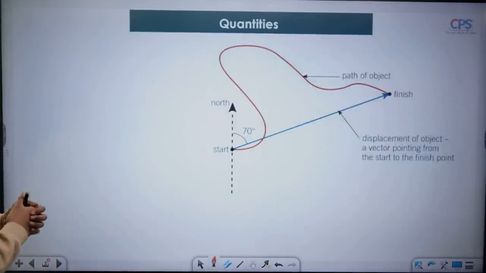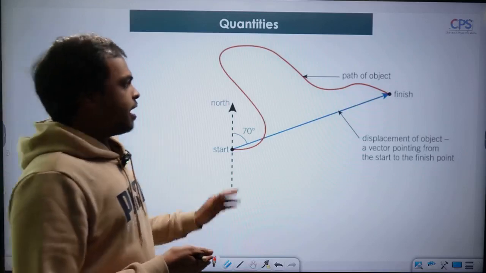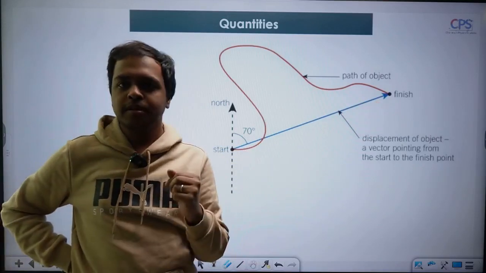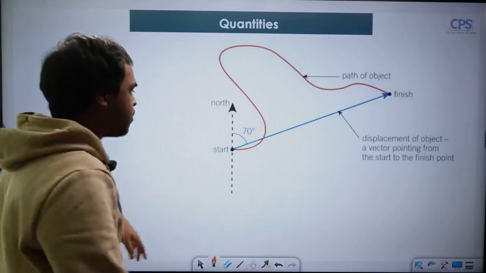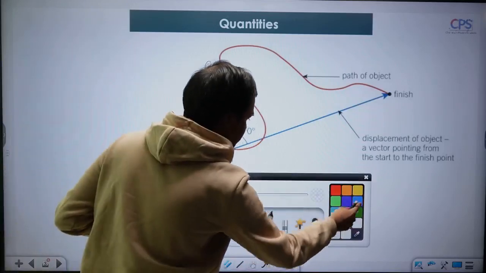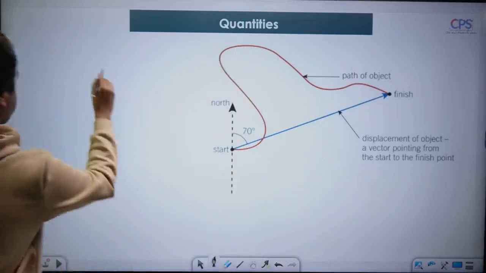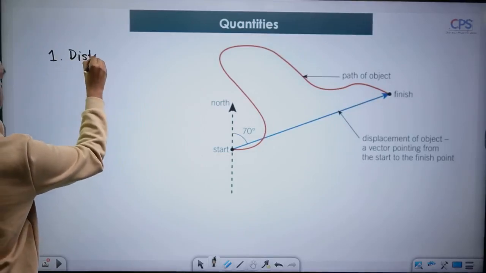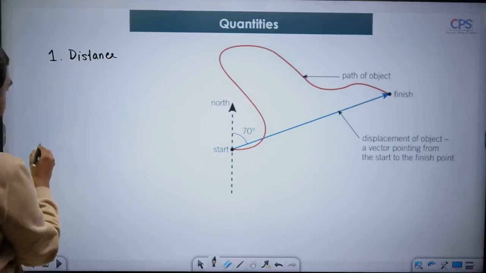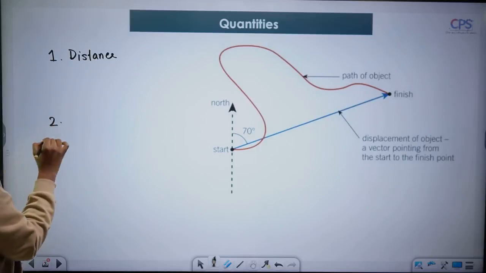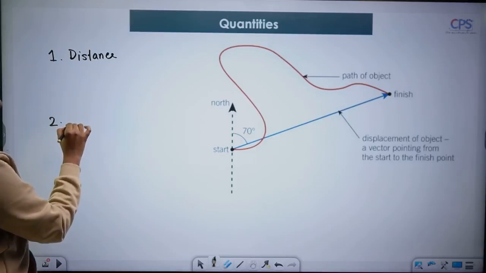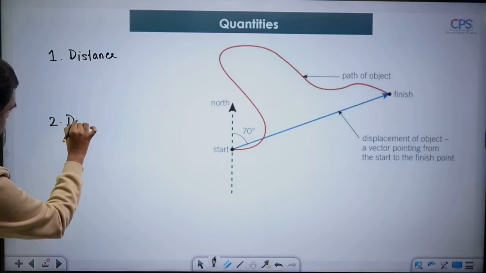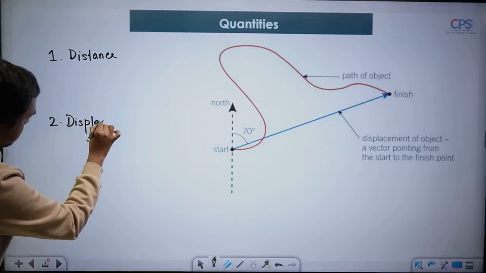Okay, so here is a nice example for two types of measurements. The first one I'll be talking about is distance, and number two I'll be talking about is displacement.